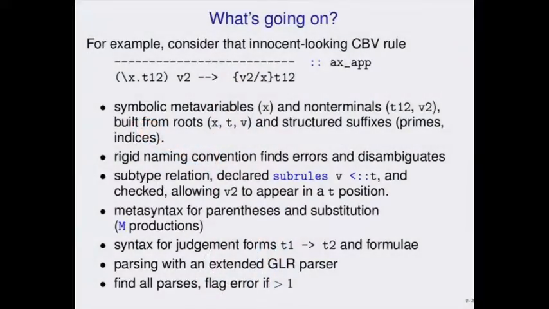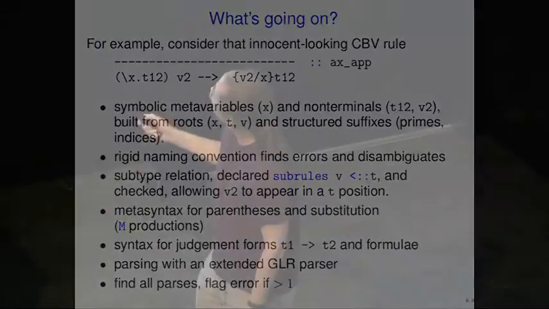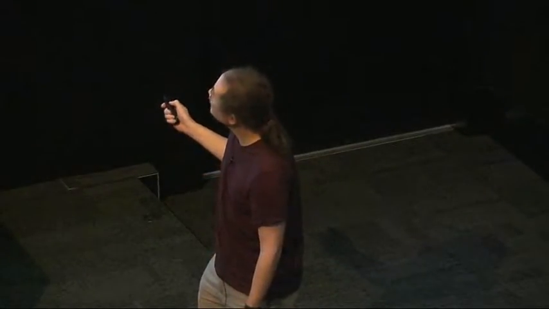And there's actually quite a bit going on there already. If you just look at that rule, there's some symbolic metavariables and a few non-terminals built in some quite structured way. And that naming convention, which is standard practice in informal maths, but not usually captured in our tools, is one of the things that's letting us find errors and disambiguate things early.